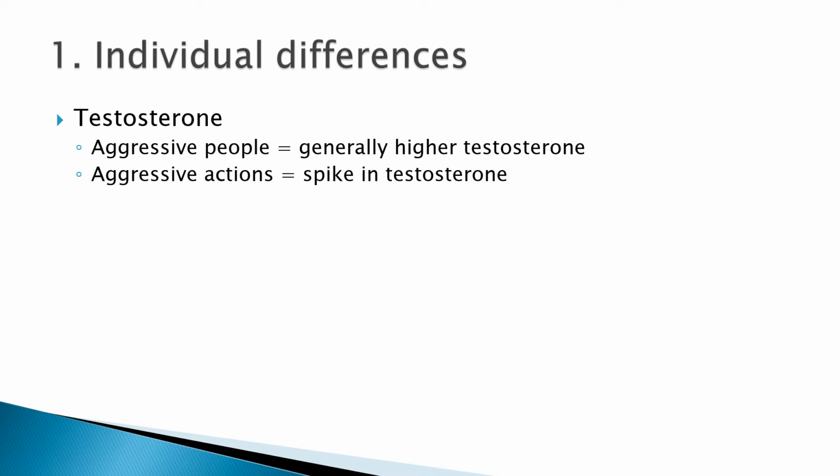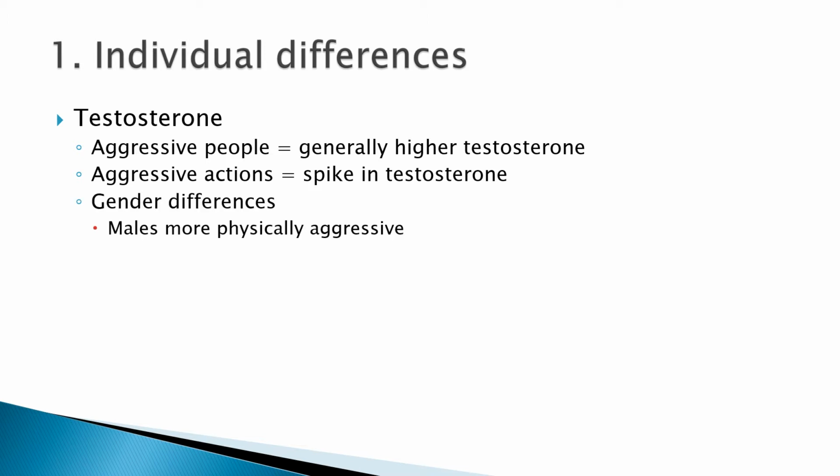Research has shown you can measure testosterone with a little swipe of the cheek, and research has shown that when people engage in aggressive actions, there tends to be a spike in their testosterone. And once again, there are some gender differences where males tend to be more likely to be physically aggressive compared to females. Males commit the overwhelming percentage of violent crime, including murder. And these patterns are fairly universal across different countries, indicating that equity is not necessarily the driving force.